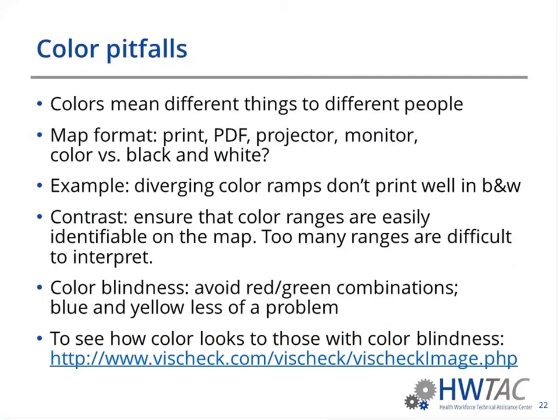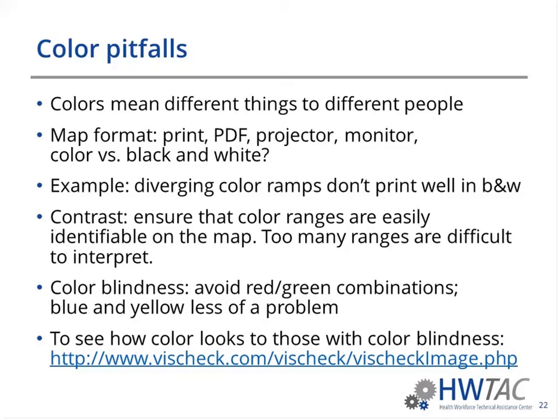One example of printing your maps in black and white is that diverging color maps, remember that blue and red example, don't print well in black and white. So you want to be careful when you make those kinds of maps. Sometimes you have to put a texture like cross-hatching or dots on your positive or your negative to make it a little easier to see in black and white.